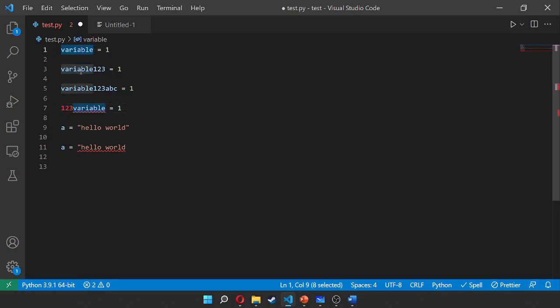But this variable123 and variable123ABC, these are accepted. These are valid strings according to the Python language. Okay? Next, we have a hello world string in Python. So, a string literal. In Python this is valid.